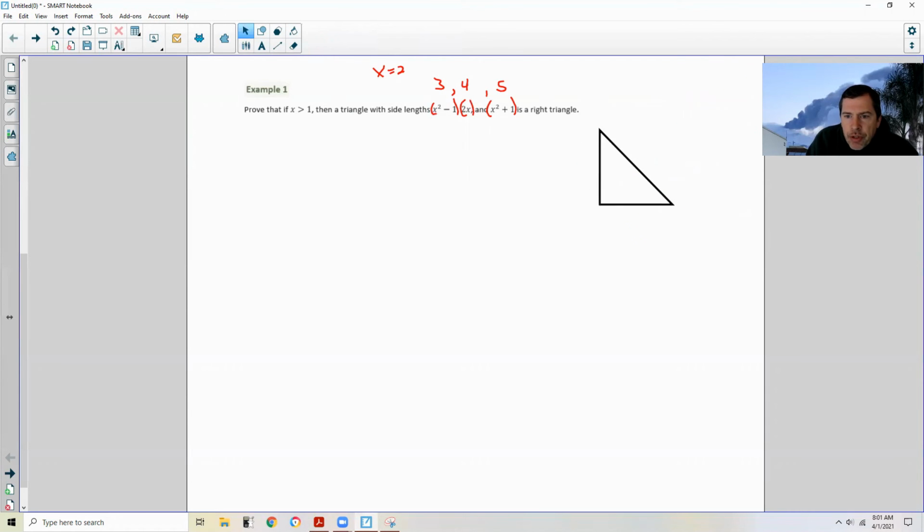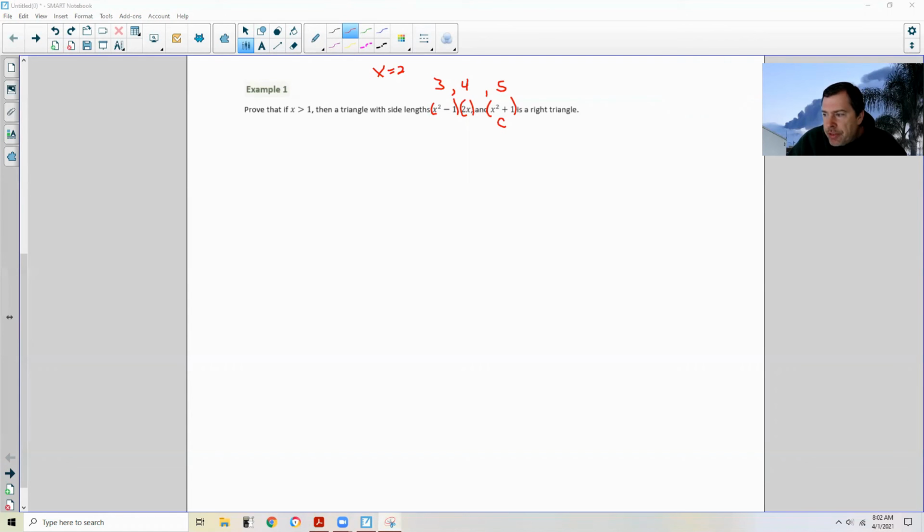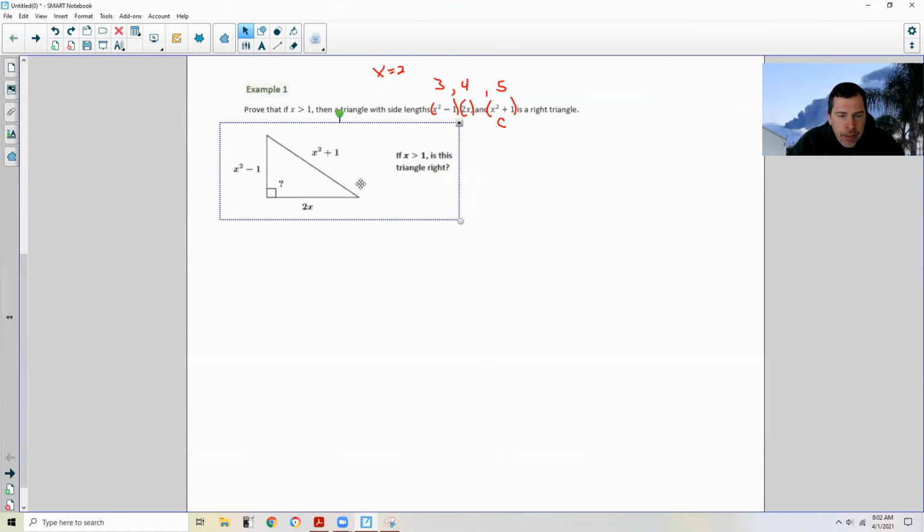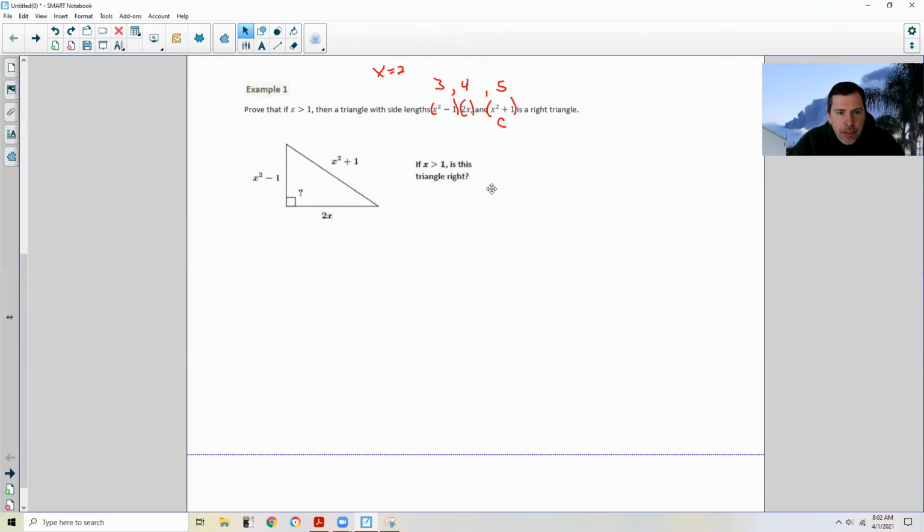So we have this triangle. Let's just get rid of this and bring in a diagram. So now I know that this is C. And naming these A or B, it doesn't matter which order we name them. It just matters which is C. So I'm going to bring in a triangle. We know that x squared plus 1 is C, which is my hypotenuse. So here's a diagram with these side lengths.